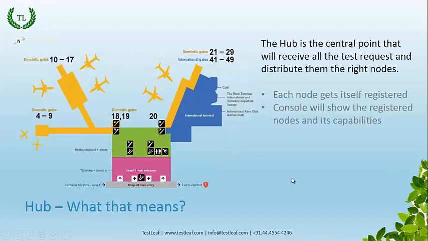So quickly, what does the hub mean? Hub is a central point that will receive all the test requests and distribute them to the right nodes, right? So it will hand over to the right nodes. Every single flight should register to the airport. So similarly, each node has to get itself registered.